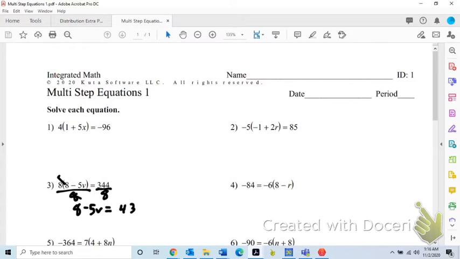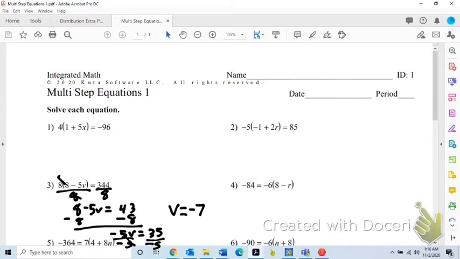344 divided by 8 is 43. So now we have 8 minus 5v equals 43, sorry. And that is our two-step problem. So how do we get rid of the 8? We subtract both sides. And that gives us negative 5v equals 43 minus 8 is 35. Divide both sides by negative 5. And we get v equals negative 7.